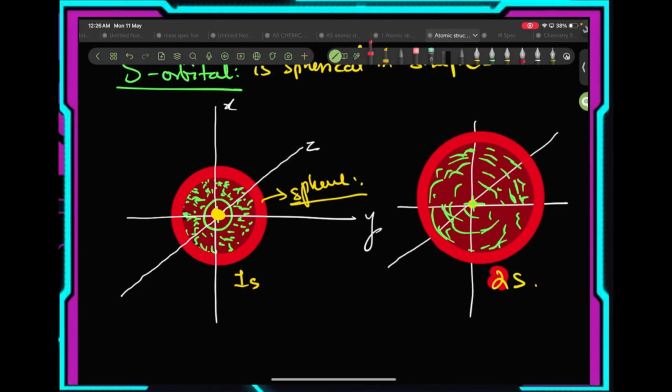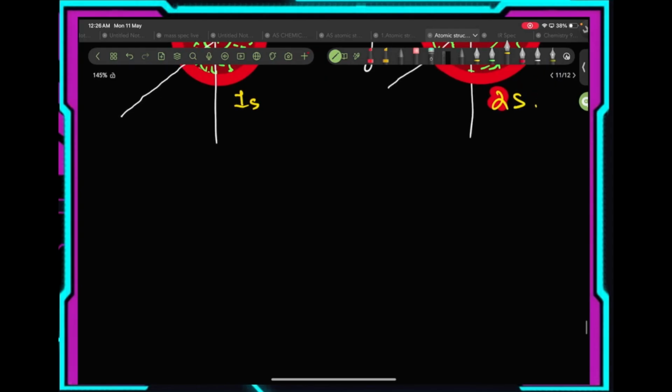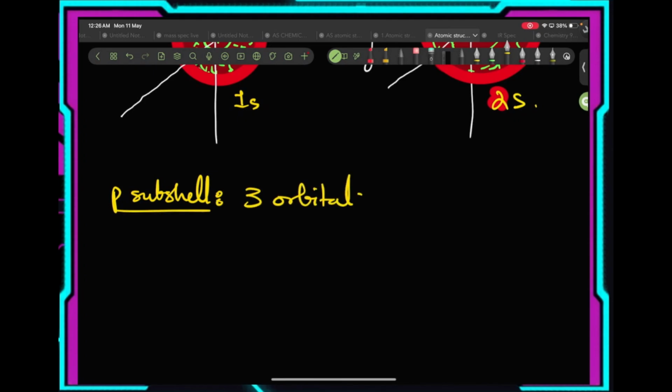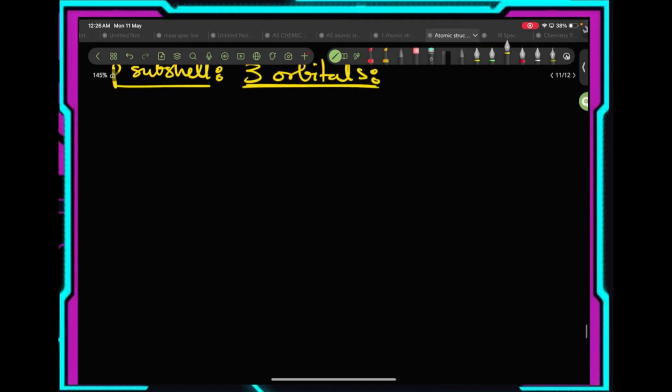Now let's move on to the p orbital. The first p orbital that we encounter while filling electrons is the 2p orbital. Before that, there is no p orbital. There's only 1s, 2s, then there's a p orbital. So the p subshell basically has three orbitals. What's the shape of these orbitals? First, I'll draw them and then we'll discuss.